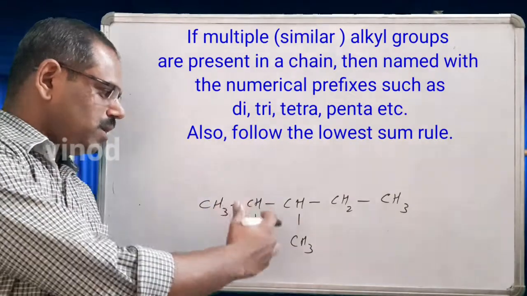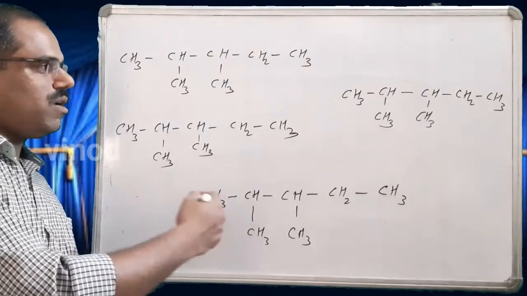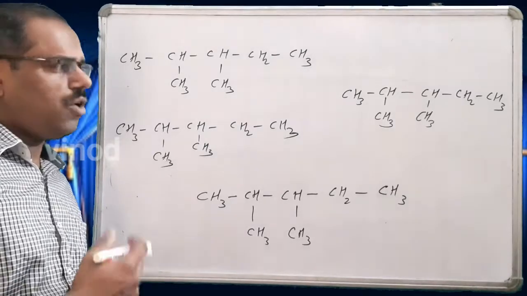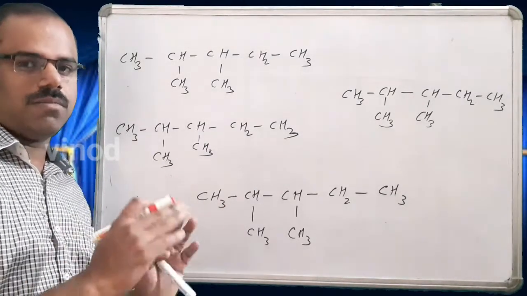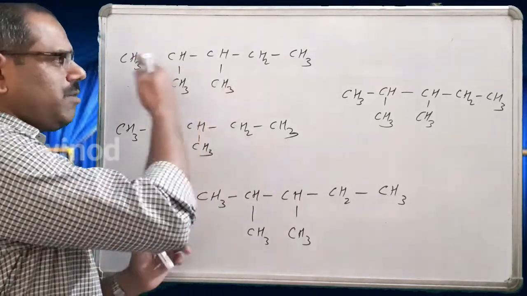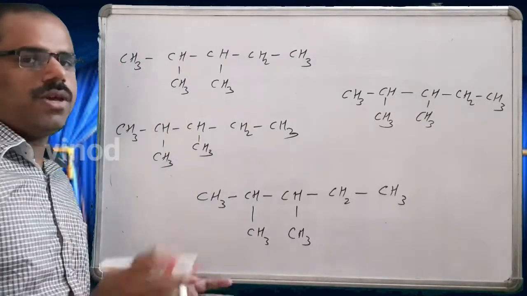What the lowest sum rule is, I will explain with this example. So let me copy this example 2 more times. So here the same compound is written 4 times. So how do we number? You just simply number it. There is no tension about that, and you don't need to think much about the rules. Either from left to right, or right to left, or from the bottom, you number it any way.